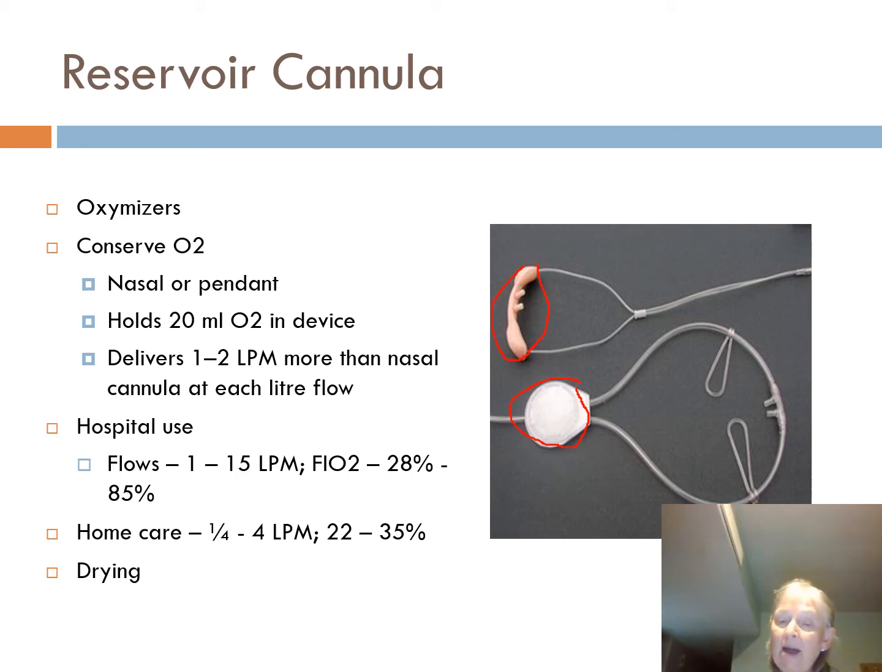So sometimes, we'll have these patients that are on 6 liters, but we're not holding them there. They don't want to wear a mask. If your hospital says you can change into an oxymizer, you want to go ahead and do that. And you can run it at 5 or 6 liters and still meet the needs of the patient because you are delivering more. Your book talks about home care, 1/4 to 4 liters per minute, with FiO2 of 22 to 35%. In the hospitals, we'll do anywhere from 1 to 15. Your FiO2 is anywhere from about 28 to 85%.